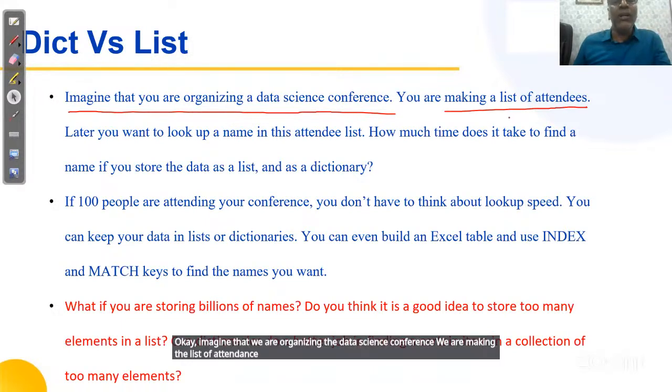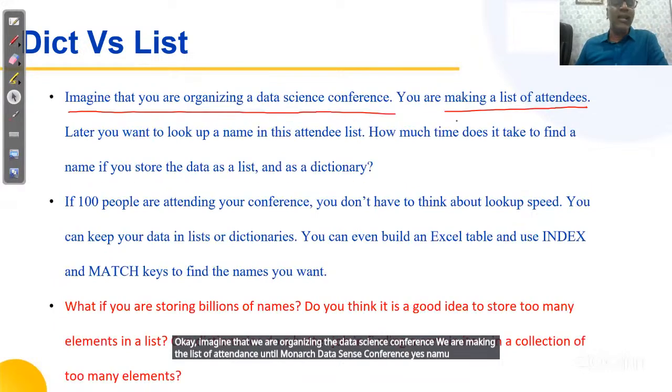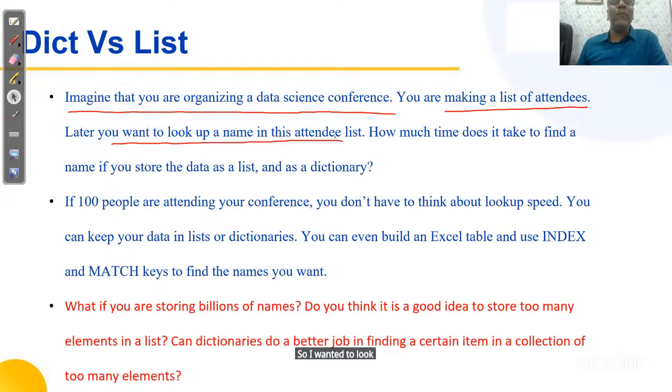That is, we are conducting a data science conference. How many people are attending it? Okay? So, I wanted to look up the names of the people who are attending the conference. Which data structure do I need for this? I want to store the names. Can I use a list object or can I use a dictionary? This is my case. Okay.